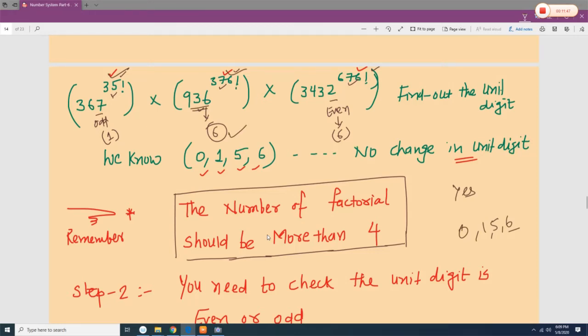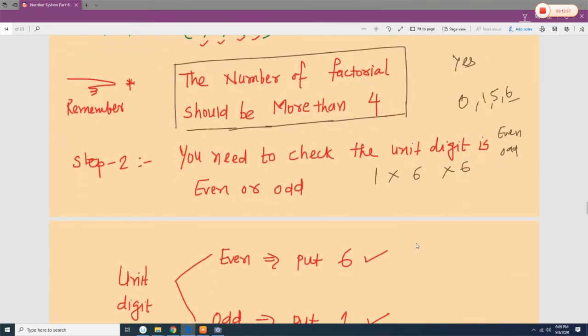Now you have to look at the even and odd number at the unit place. So 3, 6, 7. 7 is an odd number. So if there is an odd number, then the unit digit will be 1. If it is an even digit, then the unit digit will be 6. So which numbers did we find? 1 into 6 into 6.